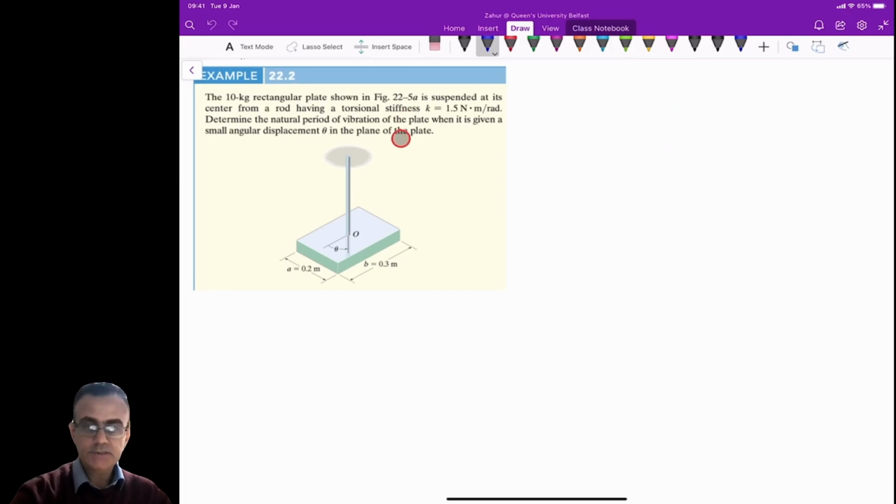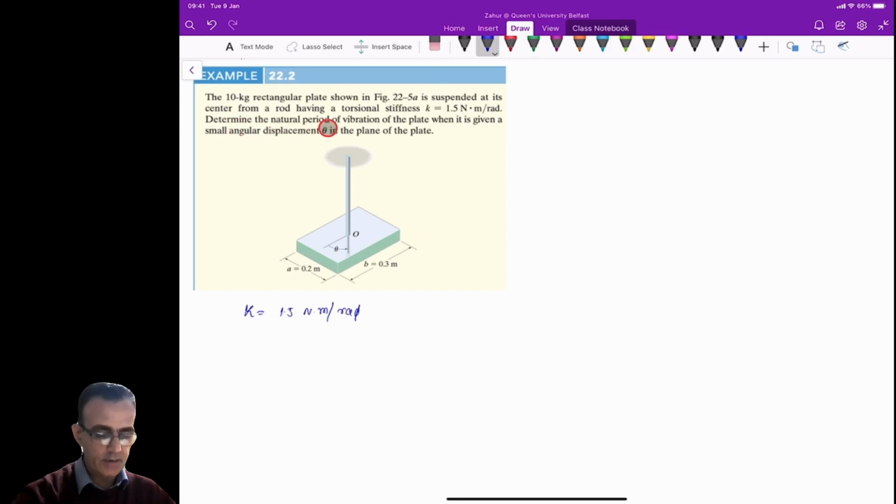Okay, so in this numerical example, which is taken from the R.C. Hibbeler book, a 10 kilogram rectangular plate shown in this figure here is suspended at its center from a rod having a torsional stiffness K equal to this. The stiffness is given in this case, which is 1.5 Newton meter per radian, because this is a torsional stiffness.